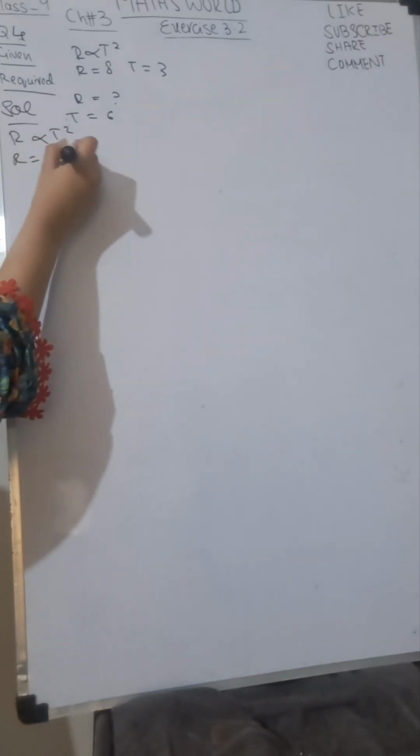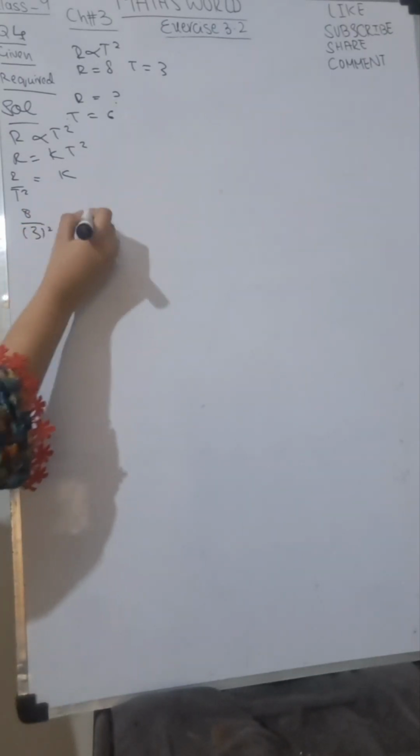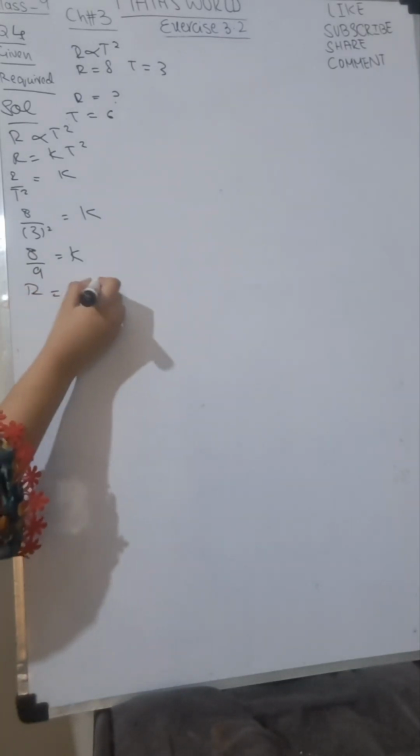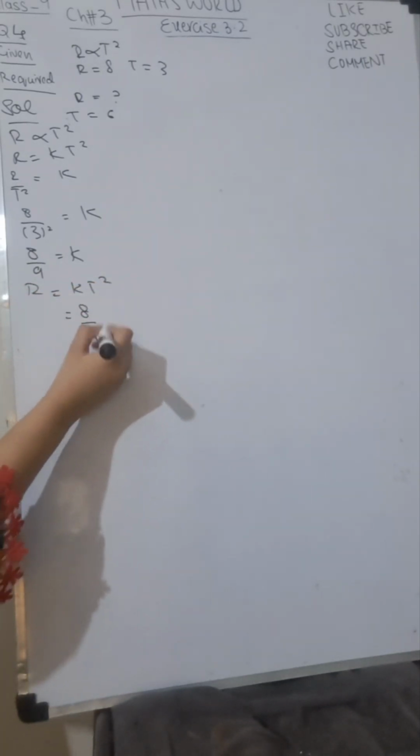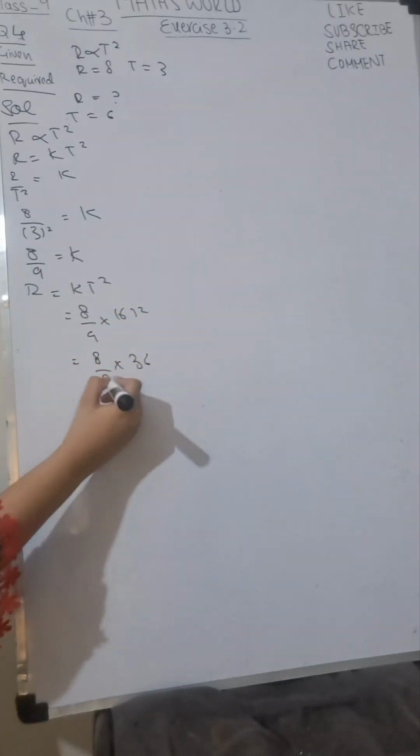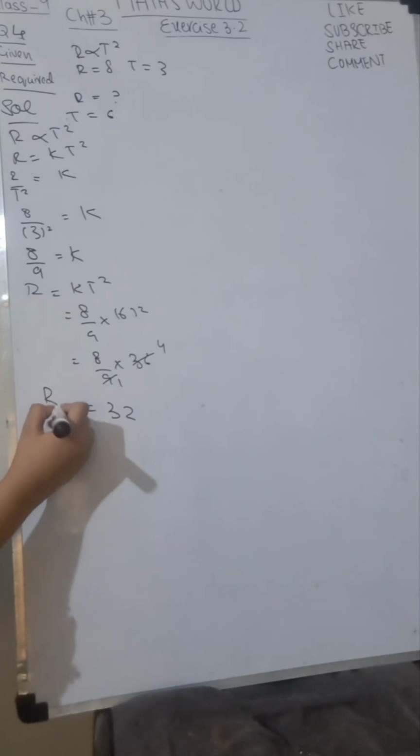Now let's solve the question. r is proportional to t square, so r is equal to kt square, and k is equal to r by t square. r is equal to 8 and t square is 3 square, which is equal to k. 8 by 3 square, 3 square is 9. That is the k value. Now find the value of r. So r is equal to kt square. The k value is 8 by 9 and t is 6, 6 square is 36. So 9 ones are 9 and 9 fours are 36. So it would be equal to 32. This is the value of r.